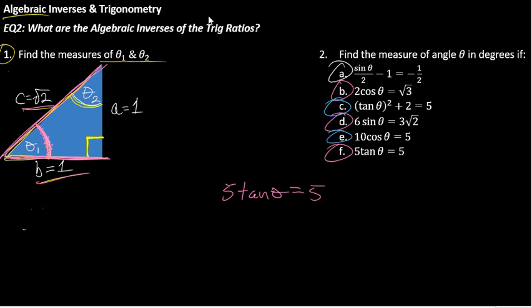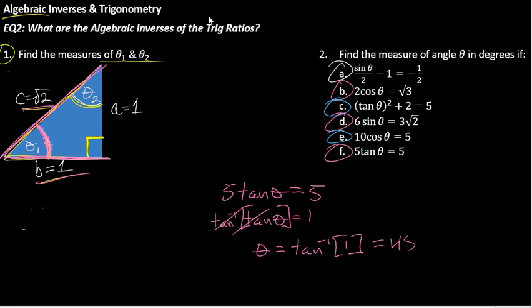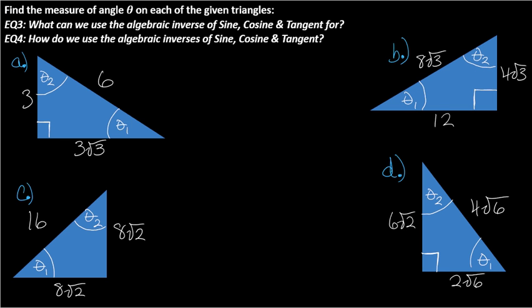Tangent theta equals 5. Divide by 5 on both sides. Take the arctangent of both sides. And we're going to get 45 degrees. Okay, so pretty straightforward stuff. So now let's actually apply it to some real triangles.